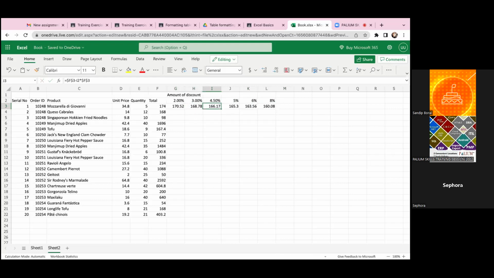Okay. Now check 16. What is that? 160.08. Double click that. Is it doing the correct formula? Yes. Clear?